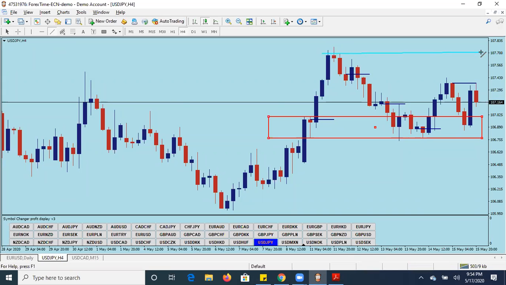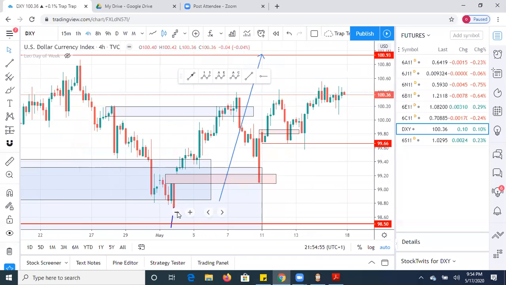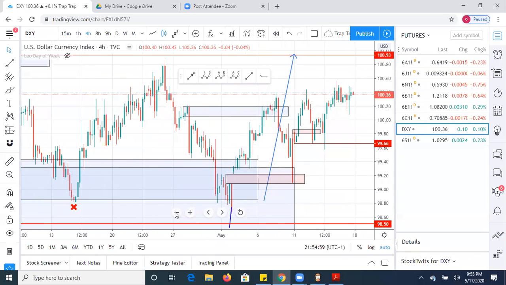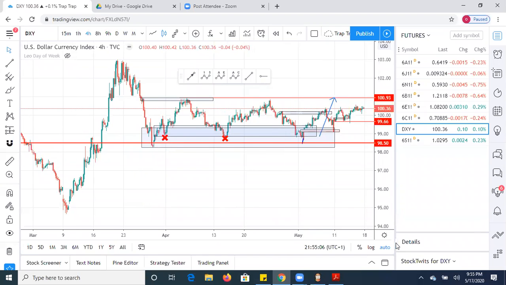I was anticipating that price would come to this area, and that was simply because we were bullish on DXY. I was anticipating that DXY will take out the liquidity basically here. There are some liquidity points here. I was anticipating DXY will take that out.